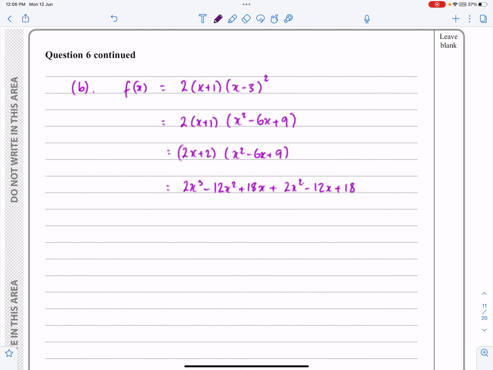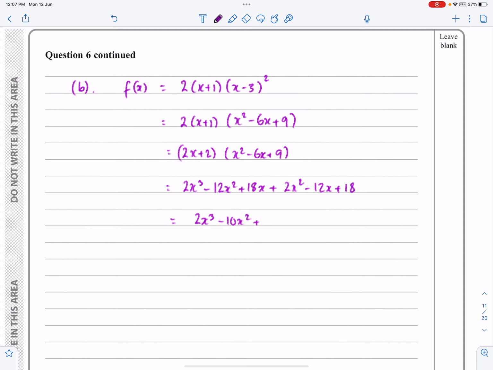Quick check to see if that's 2x and that's just a 2. We should have terms that are x cubed and then x squared and then x, etc. as we're going through. Either way, that all simplifies to 2x cubed. What have I got with the squares? Minus 10x squared.